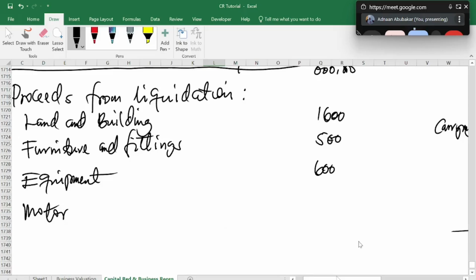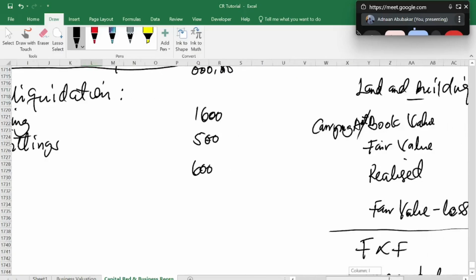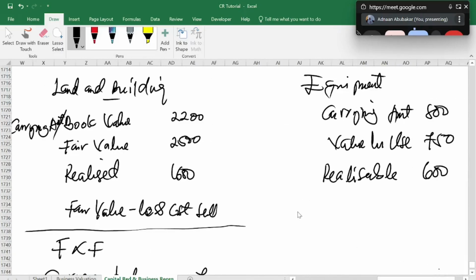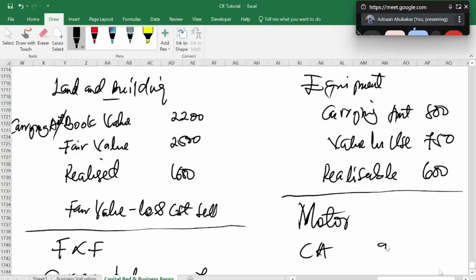Good. So moto, let us also do moto analysis. You have moto. What is the current amount of moto? 900, sir. Okay. So the current amount of moto is 900. Now let's go into the question.